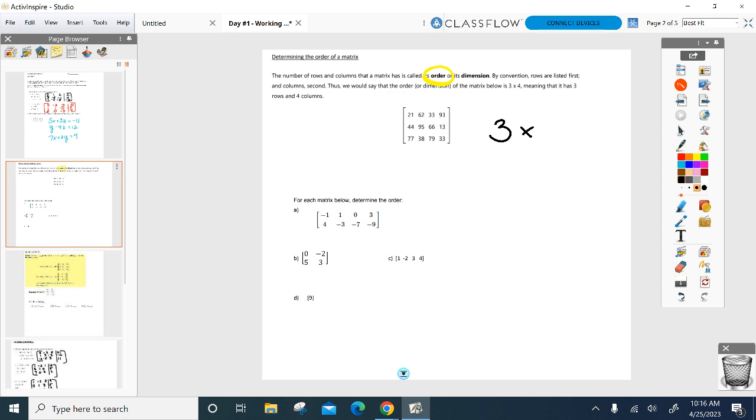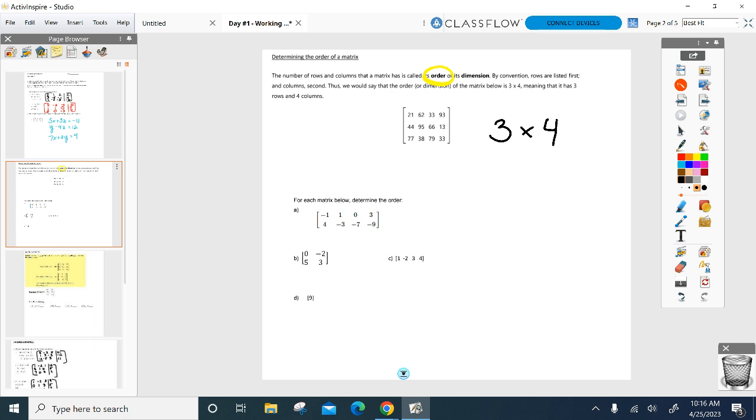And that's not a multiplication symbol, that's "by." All right, 3 by how many columns? 1, 2, 3, 4. So we would say this is a 3 by 4 matrix. 3 by 4. 3 rows, 4 columns. Again, rows always come first. Rows by columns.